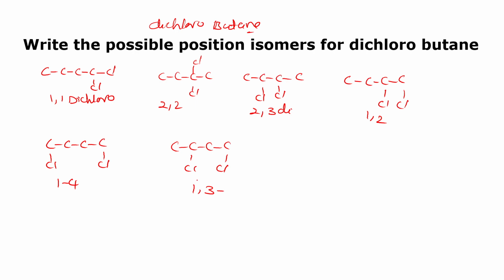Hence, for dichlorobutane, there are 6 possible position isomers.